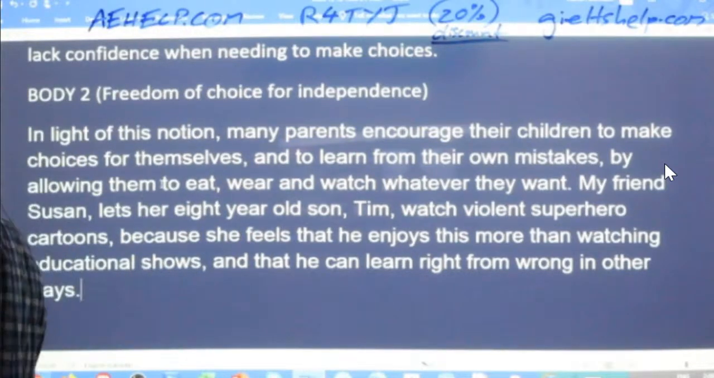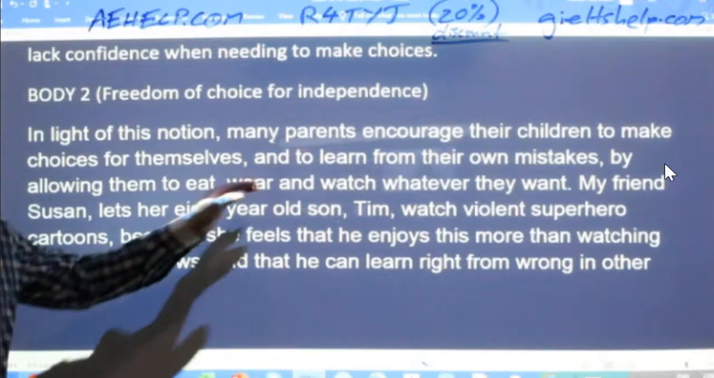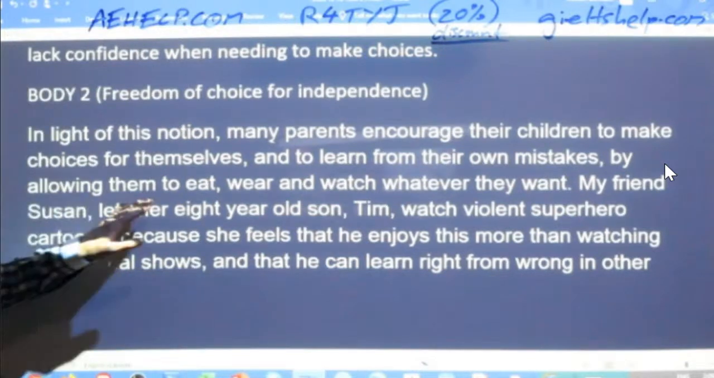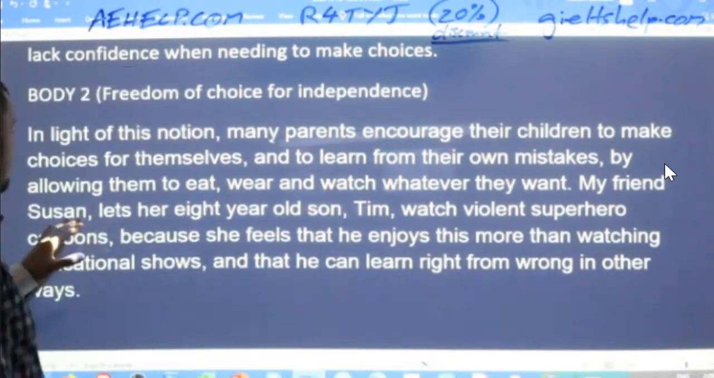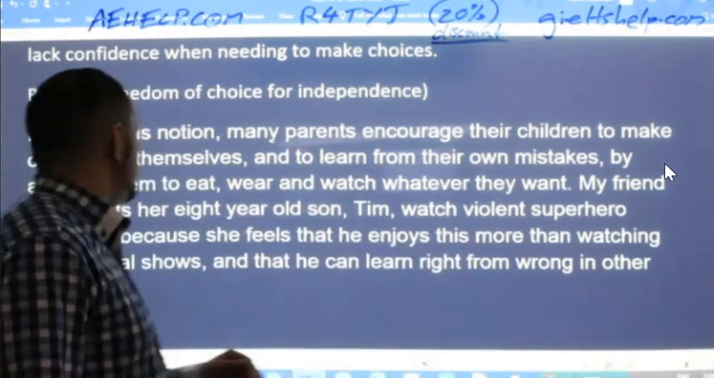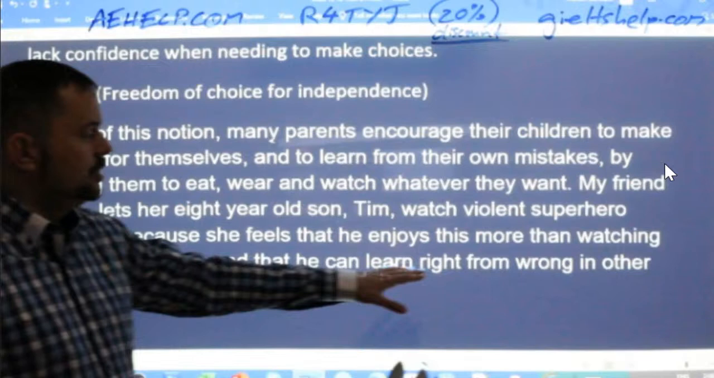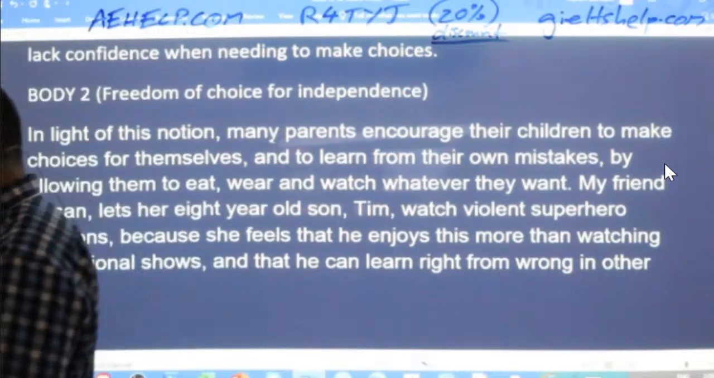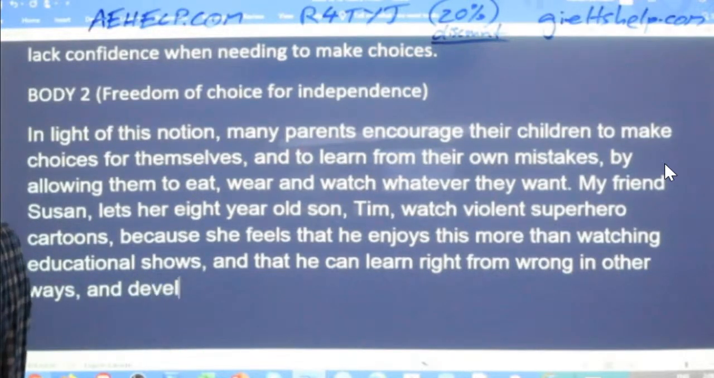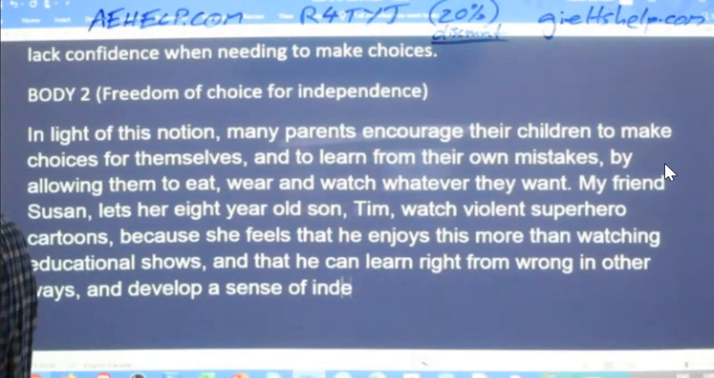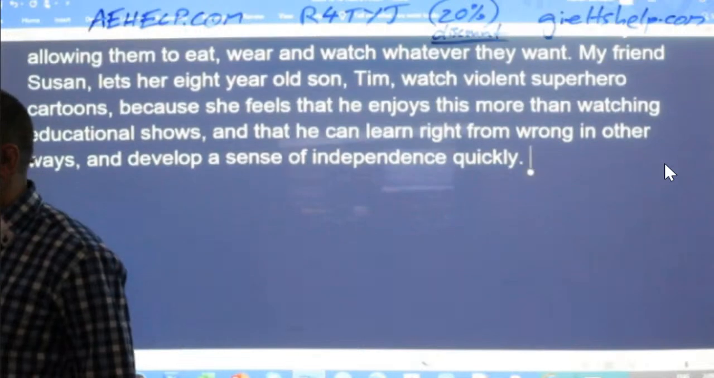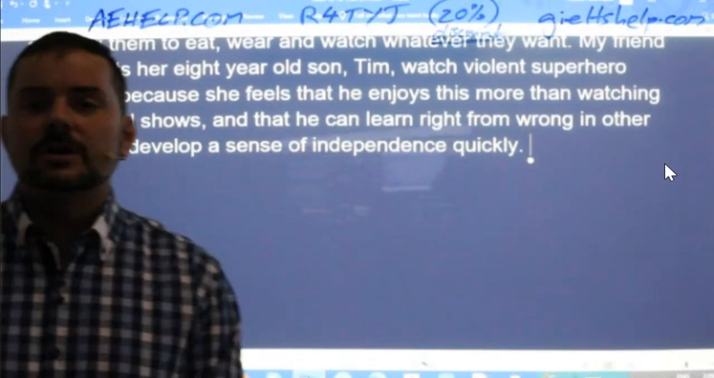So in light of this notion, many parents encourage their children to make choices for themselves and to learn from their own mistakes by allowing them to eat, wear, and watch whatever they want. My friend Susan lets her 8-year-old son, Tim, watch violent superhero cartoons because she feels that he enjoys this more than watching educational shows and that he can learn right from wrong in other ways and develop a sense of independence quickly. Okay, because we have independence here. Okay. All right. So far, so good.